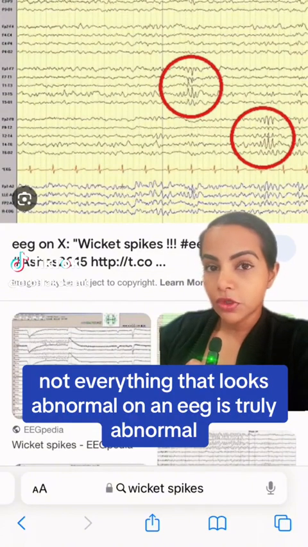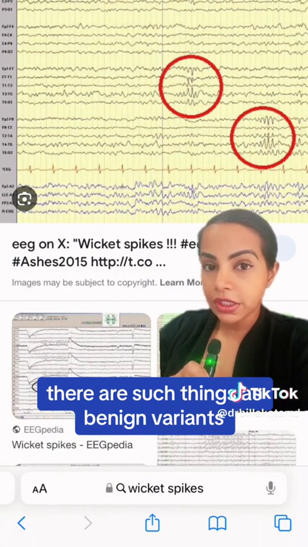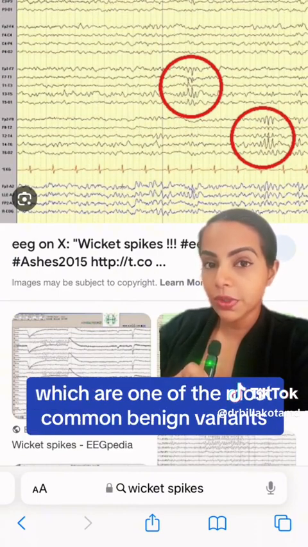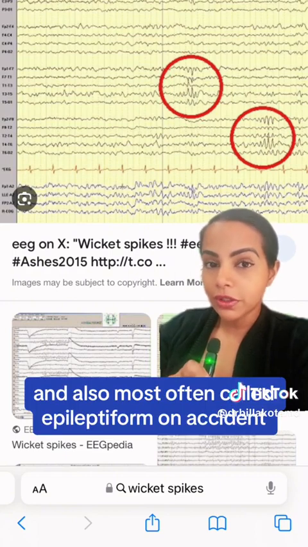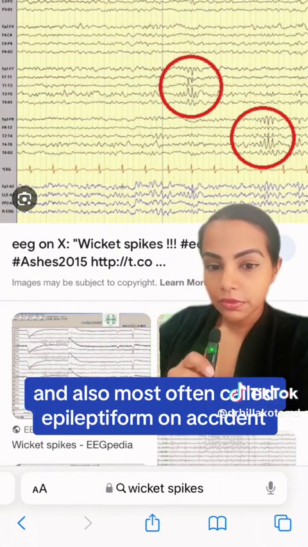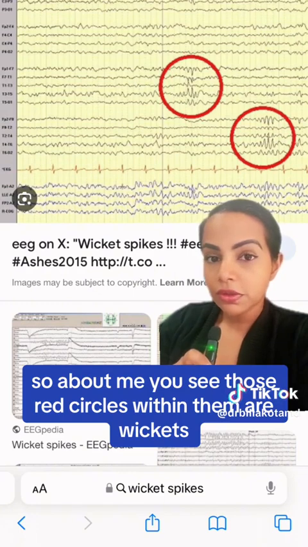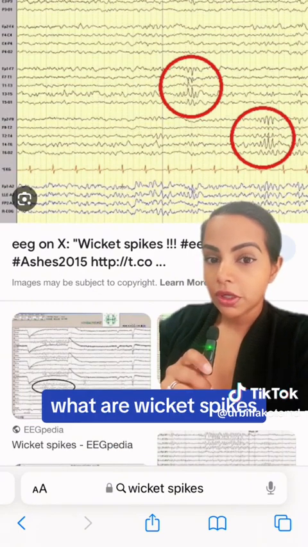Not everything that looks abnormal on an EEG is truly abnormal. There are such things as benign variants. Today we'll talk about wickets, which are one of the most common benign variants and also most often called epileptiform by accident. Above me, you see those red circles. Within them are wickets.